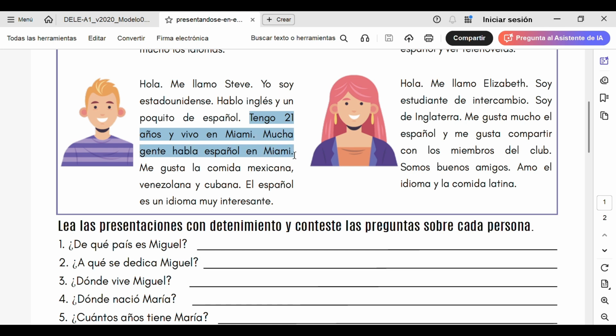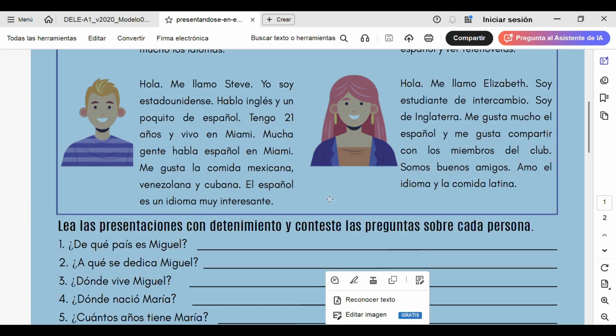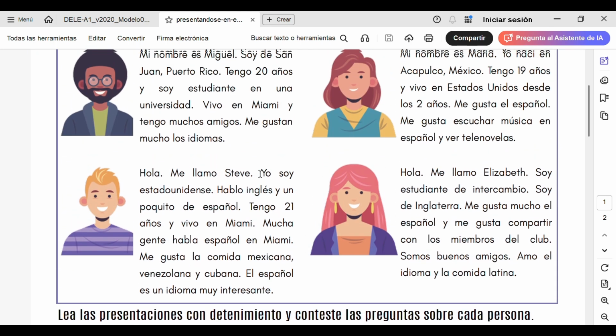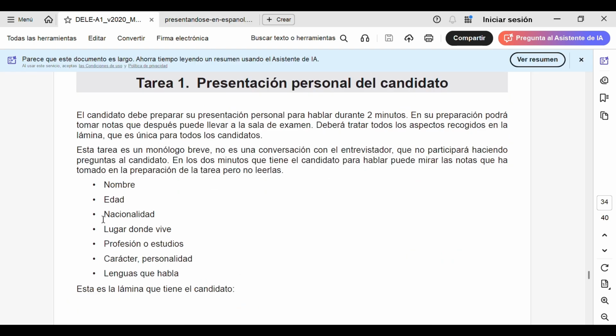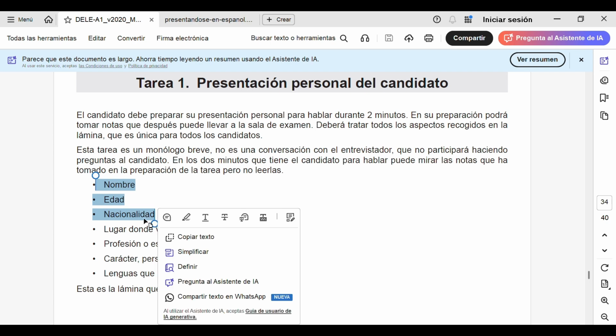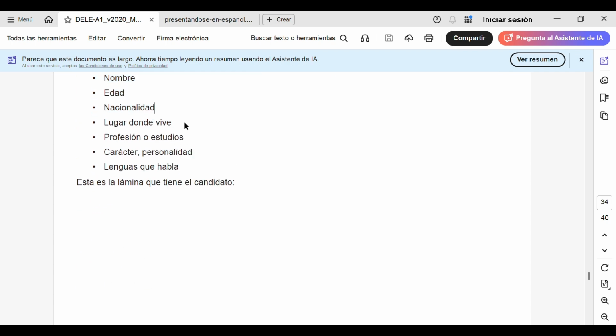Me gusta, so what you like, la comida mexicana. Muy bien, Steve, viva México. Venezolana y cubana. El español es un idioma muy interesante. Okay, so this is just an example. Remember that they are expecting you to talk about your, so he said about these 3, oh no, he said about the 4, but also, so estudios.